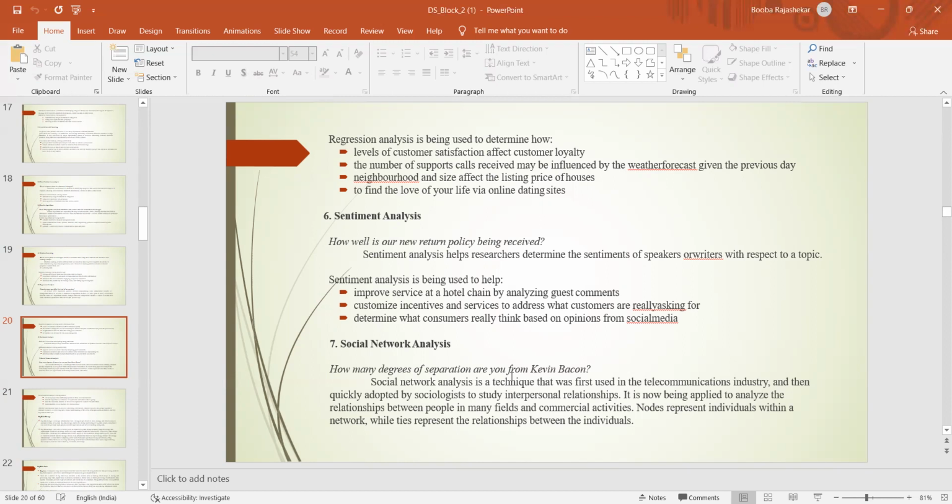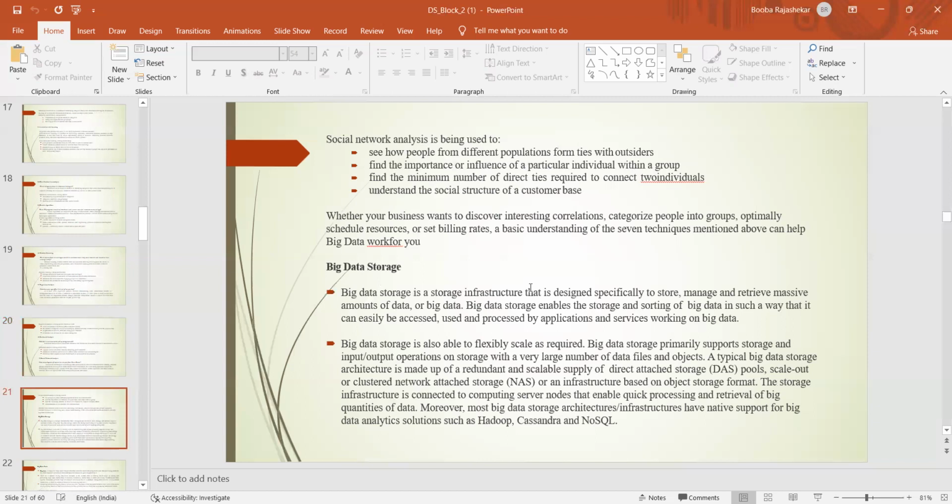Social network analysis is a technique that was first used in the telecommunication industry and then quickly adopted by sociologists to study interpersonal relationships. It is now being applied to analyze the relationships between people in many fields and commercial activities. Nodes represent the individuals within the network, while ties represent the relationships between the individuals. So these are the main advantages for big data analysis.